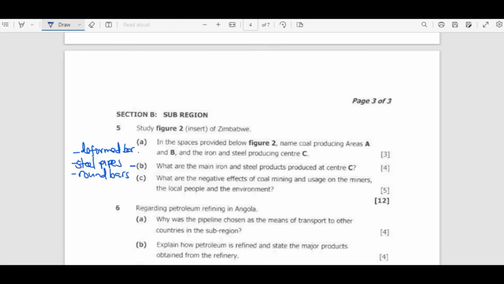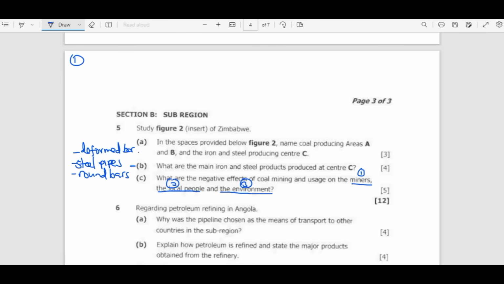Let us move to question C. What are the negative effects of coal mining and usage on the miners, the local people and the environment? So there are three: we have miners, then local people, then the environment. This is 1, this is 2, this is 3. Now we'll start with the first one.